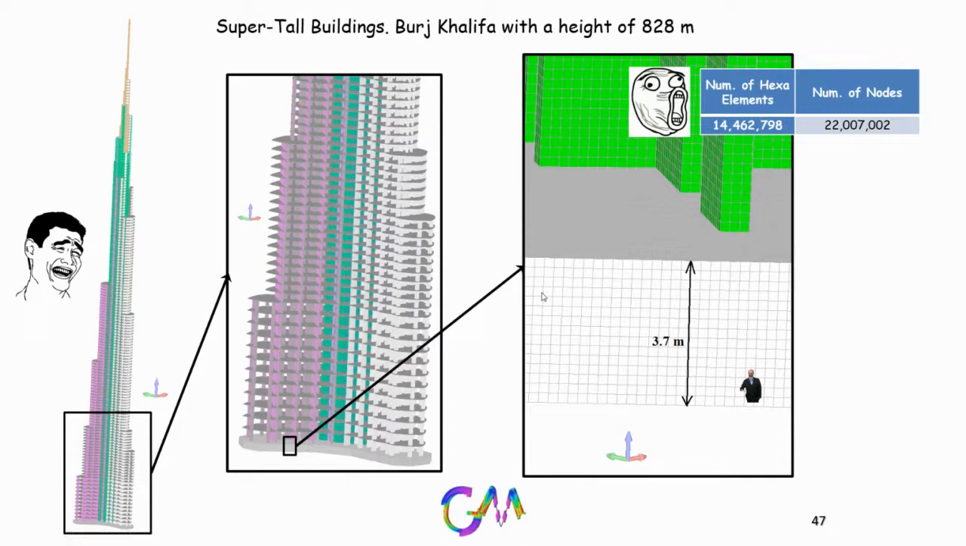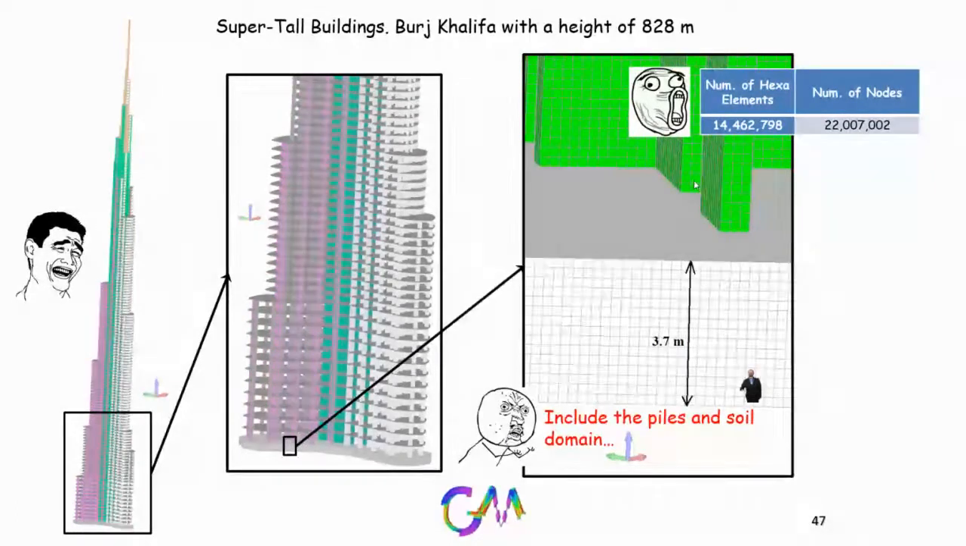In order to develop this model, I used 14,462,798 hexahedral elements. I did not develop the reinforcement mesh, for obvious reasons. And the number of nodes was 22,007,002. And of course, if you include the soil and the piles and perform a soil structure interaction analysis, then definitely things will become way more difficult.